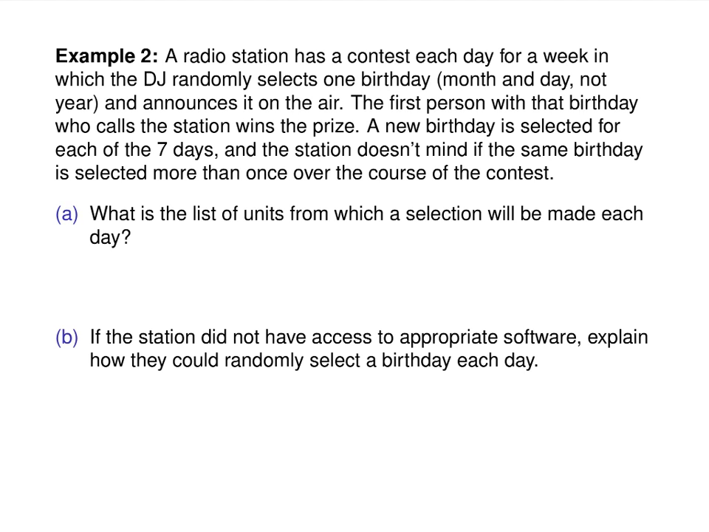Okay. A radio station has a contest each day of the week in which the DJ selects one birthday at random, month and day but not year, and announces it on the air. The first person with that birthday who calls the station wins the prize. A new birthday is selected for each of the 7 days, and the station doesn't mind if the same birthday is selected more than once over the course of the contest. So what is the list of units for which a selection will be made?